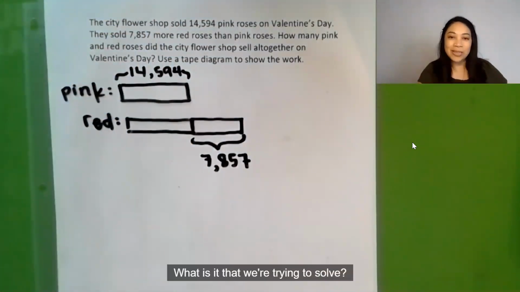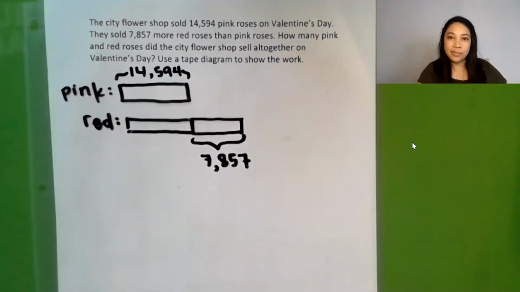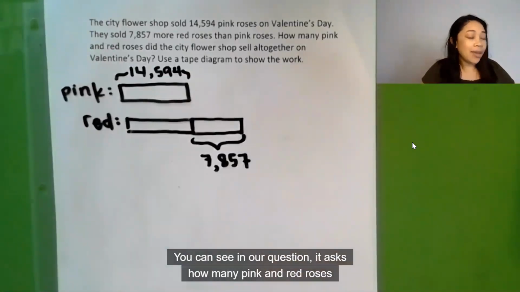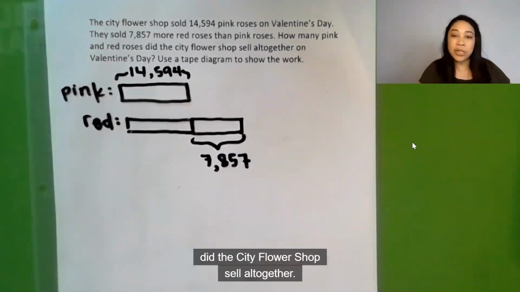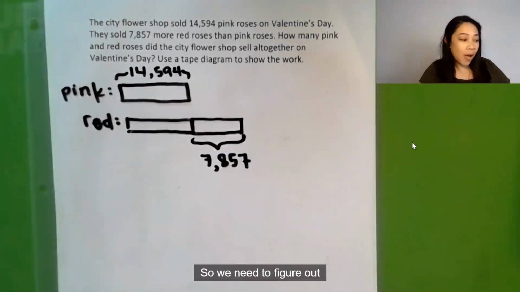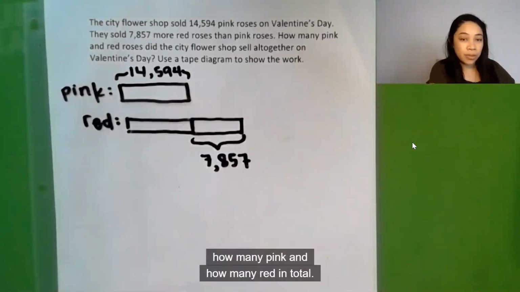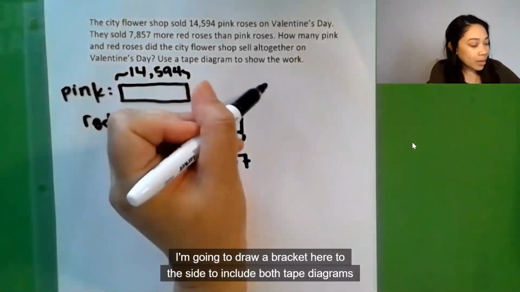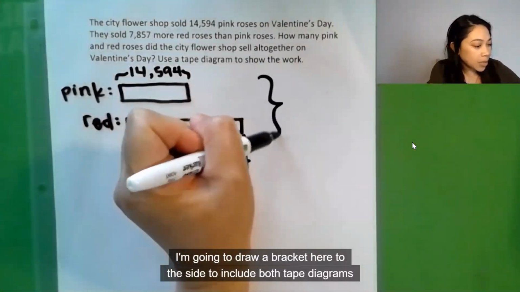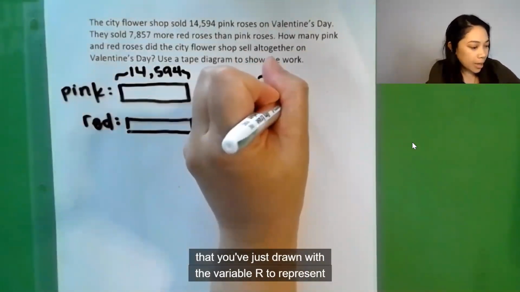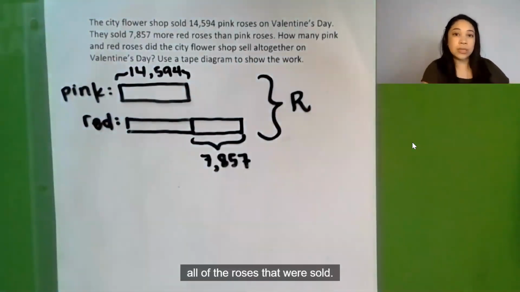What is it that we're trying to solve? You can see in our question it asks, how many pink and red roses did the City Flower Shop sell altogether? So we need to figure out how many pink and how many red in total. I'm going to draw a bracket here to the side to include both tape diagrams that we've just drawn, with the variable R to represent all of the roses that were sold.